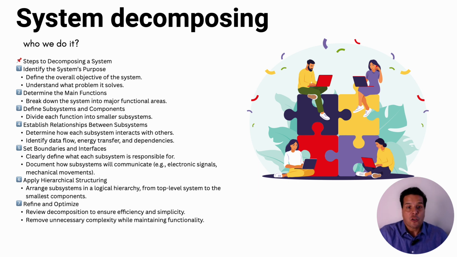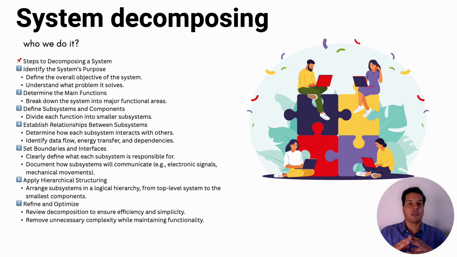Then you go individually on those main components into subsystems, and then establish relationships between those subsystems. So, there's a relationship between the chassis and the suspension. There's the engine, a relationship with the transmission, and so on. Of course, set boundaries and interfaces. There's a moment in where the function needs to stop, and you are able to create those boundaries, apply a hierarchical structure, and refine and optimize.